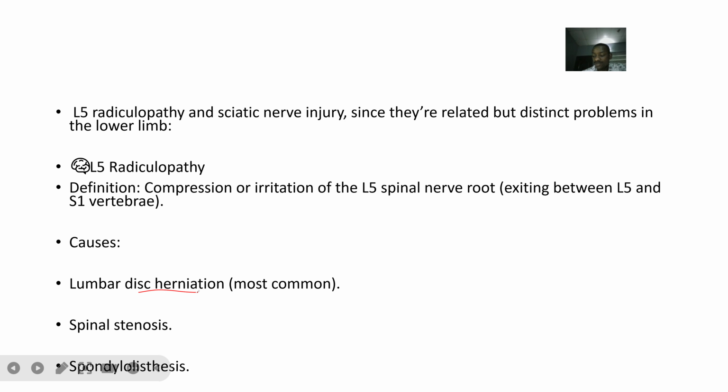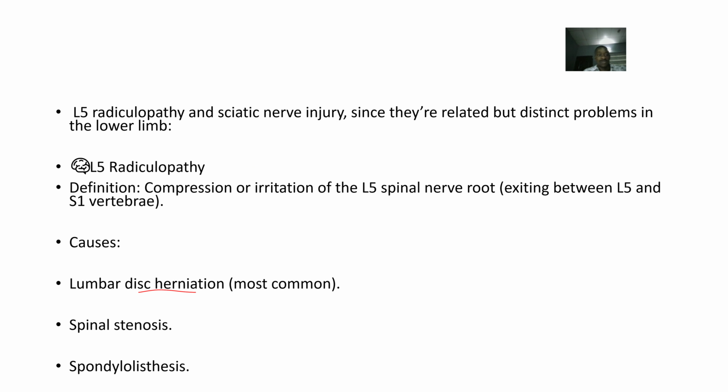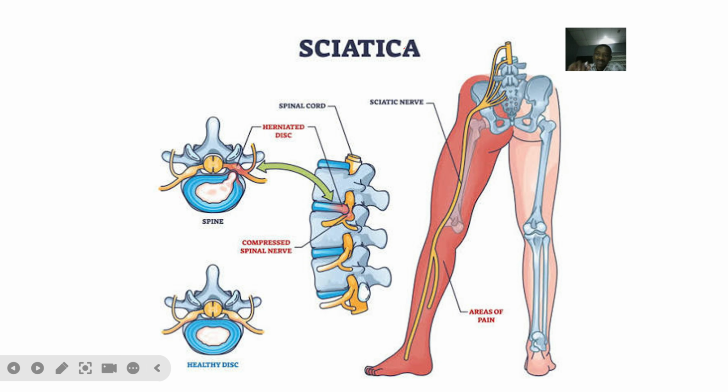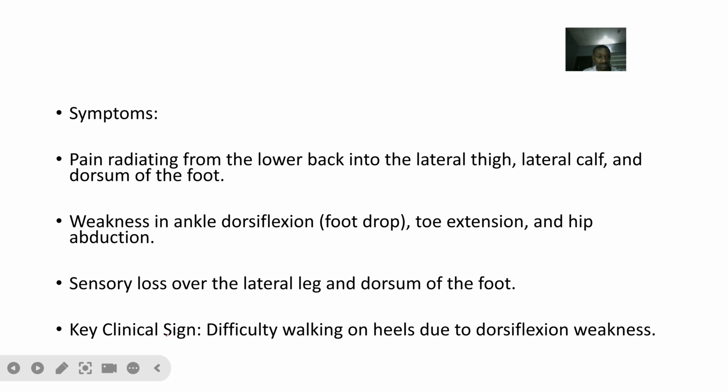Now the L5 spinal nerve is the nerve that is exiting, going out between L5 and the S1 vertebrae. So if the spinal cord was properly drawn, around this region you have the L5 and the S1 vertebrae. Do you understand? So if the nerve there is compressed, you have the L5 radiculopathy. Please listen so that you get the difference. Well, what are the causes? Lumbar disc herniation, spinal stenosis, spondylolisthesis. Those are the possible causes.